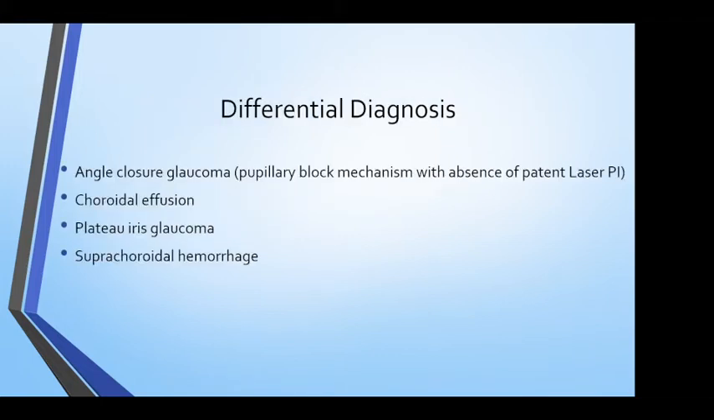We must know the differential diagnosis of malignant glaucoma: angle closure glaucoma, pupillary block mechanism with absence of a patent laser PI, choroidal effusion, plateau iris glaucoma, and suprachoroidal hemorrhage. They all have clinical features that can be distinguished from one another.